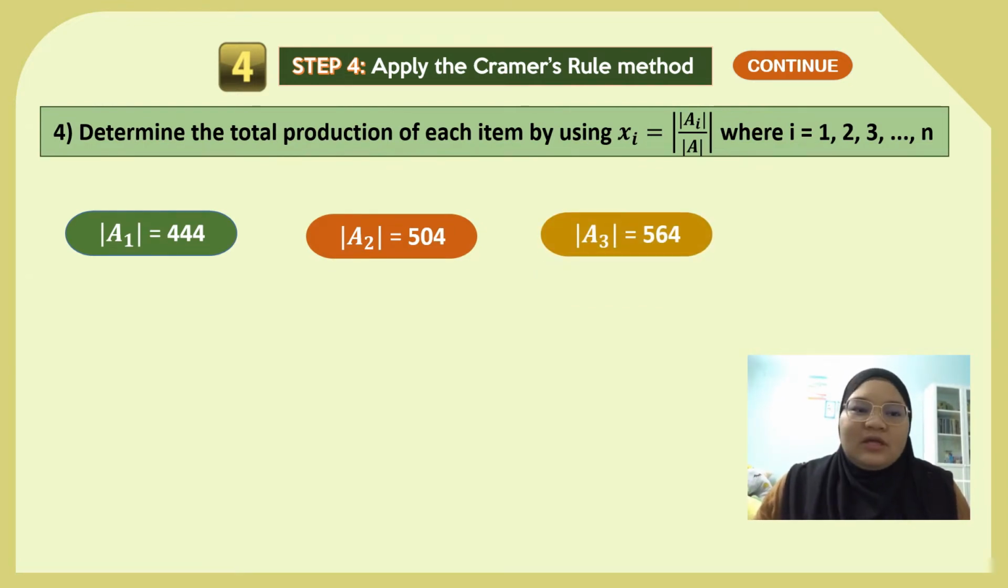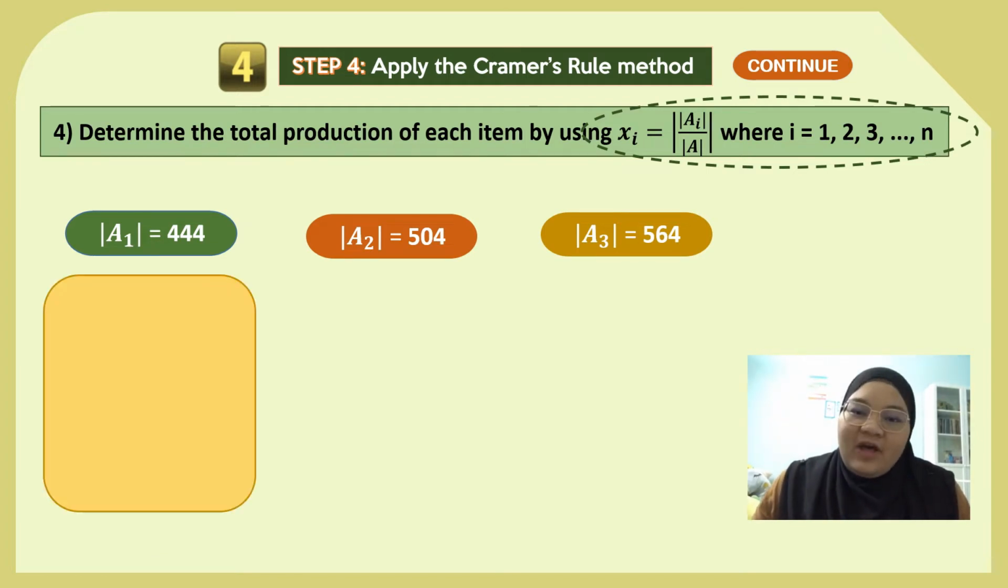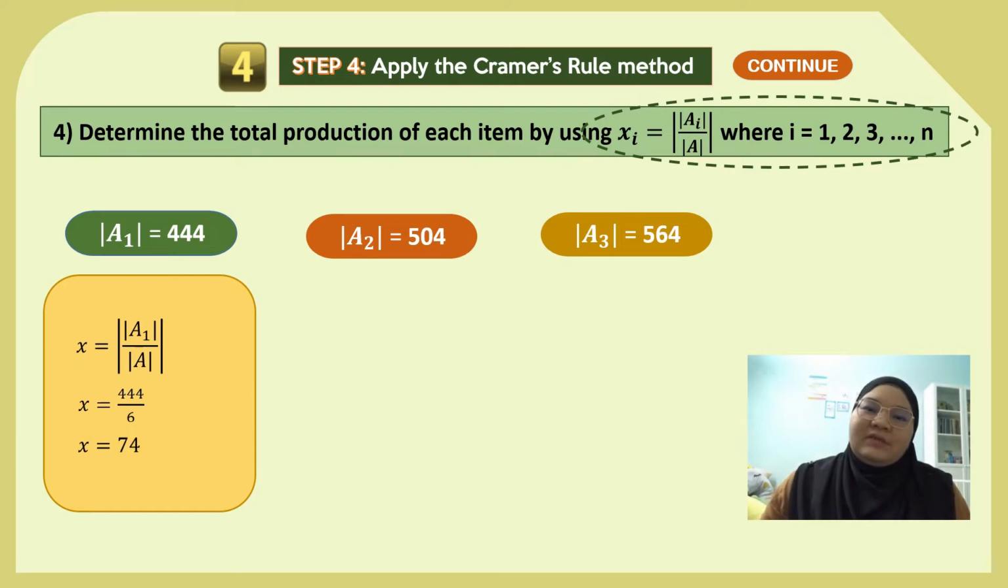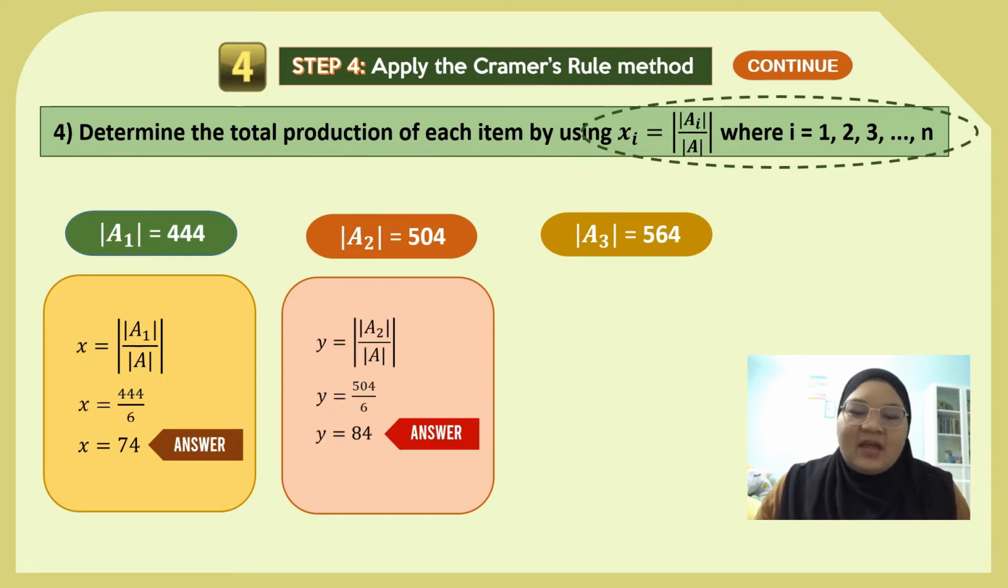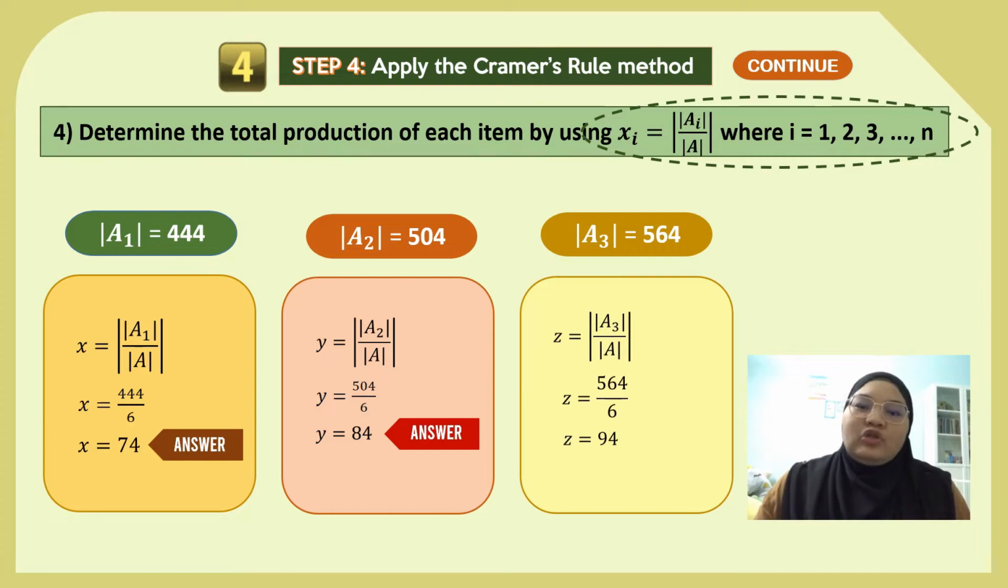So the Cramer's Rule formula is Xi equals the determinant of Ai divided by the determinant of matrix A, where i is equal to 1, 2, and 3. So, how do we get X? First of all, we divide the determinant of A1 by the determinant of A, and we get X equal to 74. For Y, we divide the determinant of A2 by the determinant of A, and we get Y equal to 84. And lastly, for Z, we divide the determinant of A3 by the determinant of A, and we get Z equal to 94.